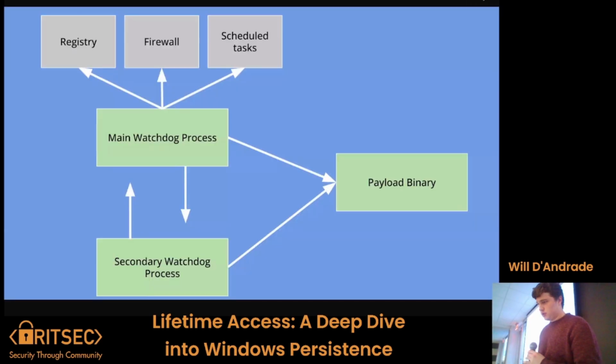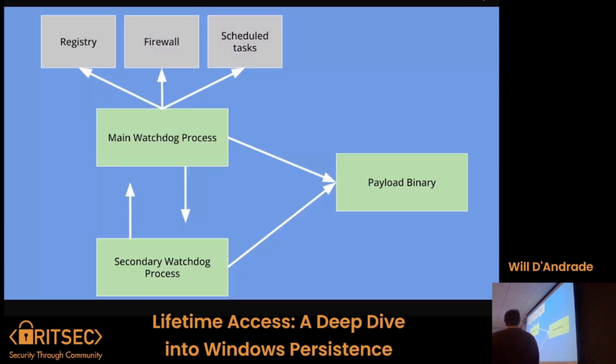This is just a little diagram of what it is. So basically, I have the main watchdog process. Every so often, it goes through the registry, making sure my run keys exist, so anytime it restarts, it starts up again. It checks the firewall, makes sure it's always running and the ports I need are always open. And it goes into scheduled tasks, making sure whatever scheduled task I have to run it every minute is still there and still running.